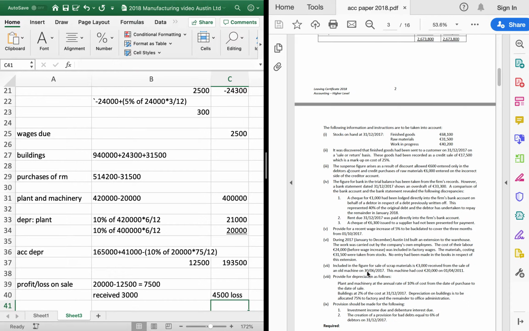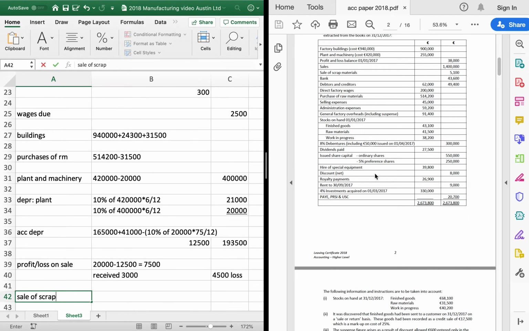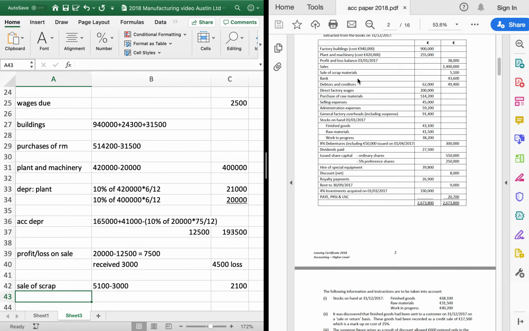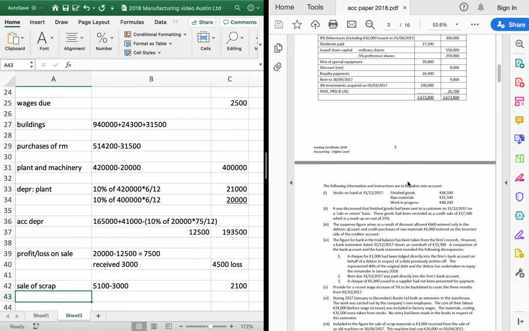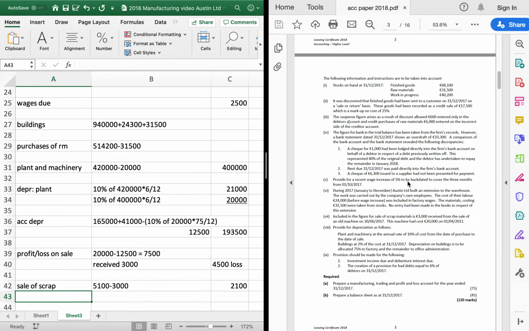So that's your loss on the sale of the machine. That's going to go into your manufacturing account. Your sale of scrap material, the 3,000 is included in that. It shouldn't be. So the sale of scrap is 5,100. We're going to take the 3,000 out of it, so it'll be 2,100. Okay, that's basically our depreciation working, the same as our depreciation on motor vehicles.